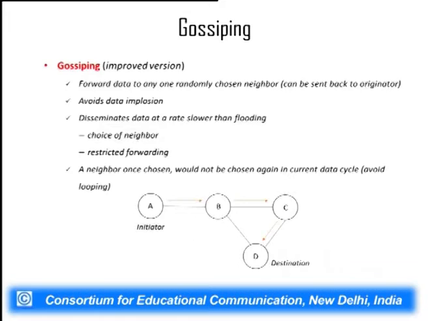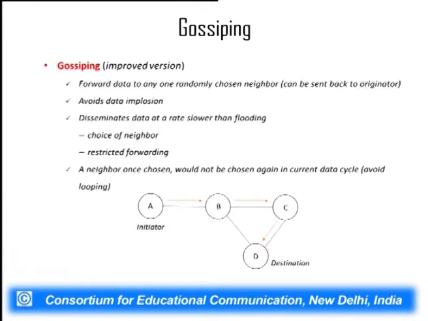Now, gossiping. It is another improved version. In this, the data is forwarded to randomly chosen nodes, unlike the flooding mechanism. In flooding, a node will forward the same copy of the data to all its neighbors, but here, just to optimize the network bandwidth, the data gets forwarded to only one randomly chosen neighbor. So apparently it avoids data implosion.